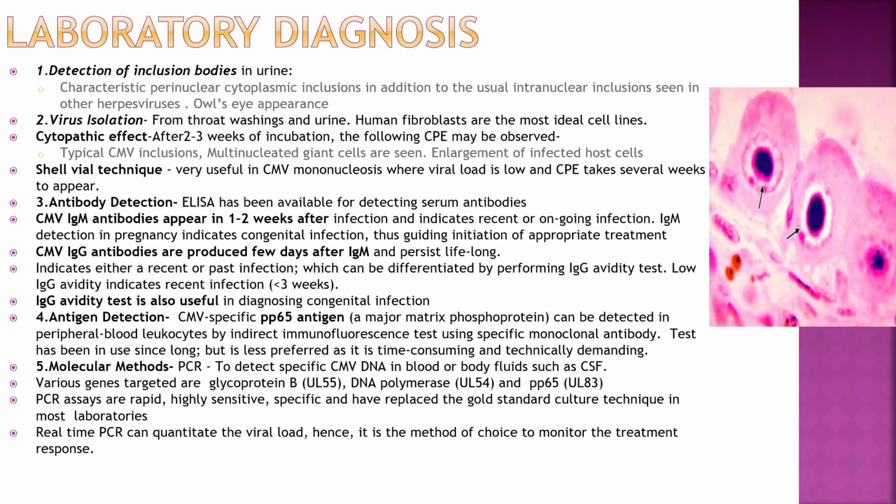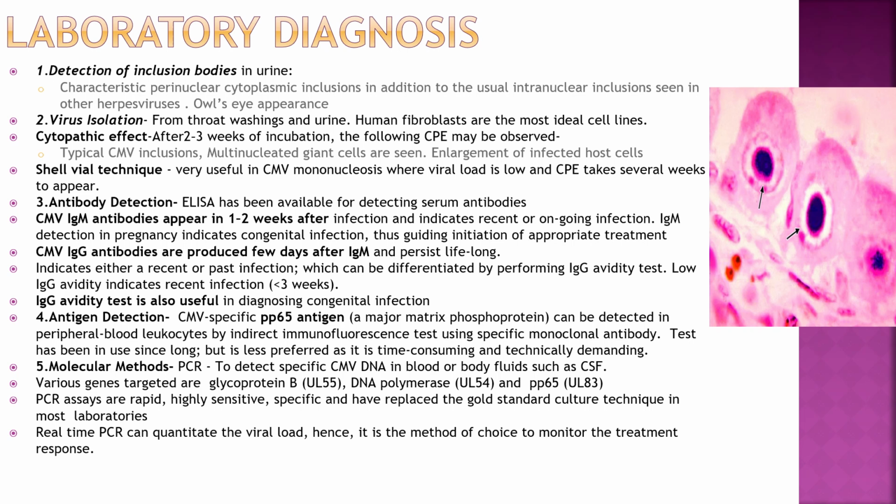Laboratory diagnosis: detection of inclusion bodies in urine. Characteristic perinuclear cytoplasmic inclusions, in addition to the usual intranuclear inclusions seen in other herpesviruses, so it is called owl eye appearance. Virus isolation from throat washings and urine. Human fibroblasts are the most ideal cell line. Cytopathic effects appear after 2 to 3 weeks of incubation.